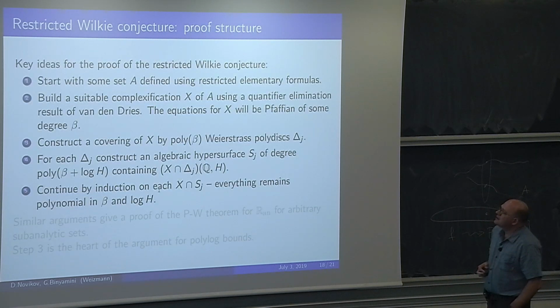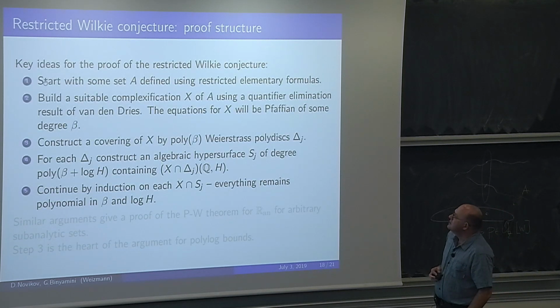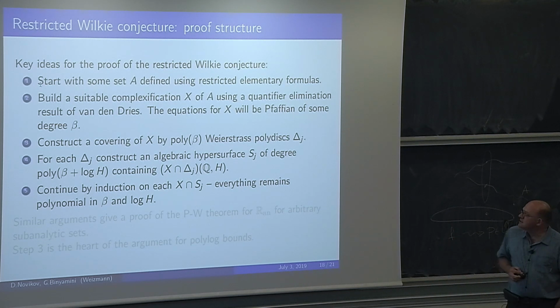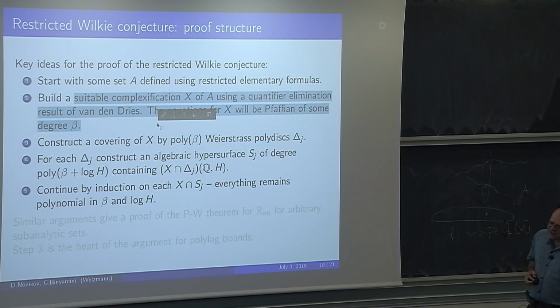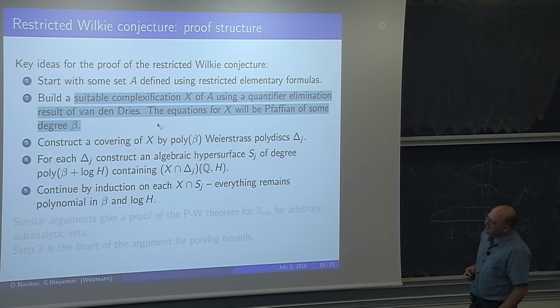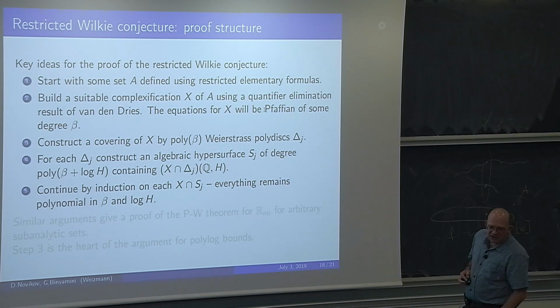Okay, now, so how does all this work together? There is some general material from model theory. We take an o-minimal set A. We build a complexification of the set using a result of Van den Dries. And the equations will be Pfaffian, so they will be covered by Khovanskii's theory of polynomials with some degree beta.